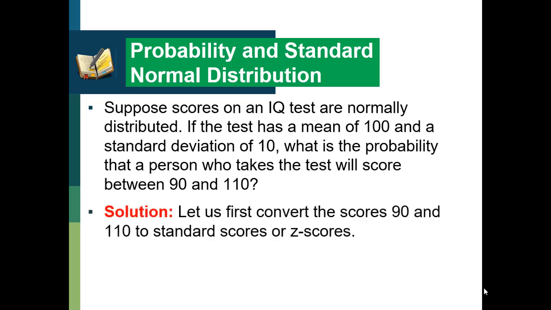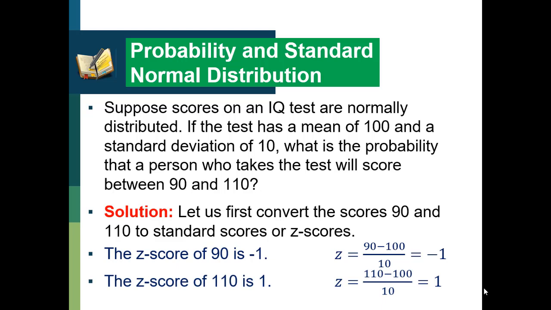Okay, so for the solution, let us first compute for the z-scores of 90 and 110. Take note of the given. Our mean here is 100 and our standard deviation is 10. So for the z-score of 90, that is 90 minus the mean of 100 divided by the standard deviation of 10, which is equal to negative 1. For the z-score of 110, that is 110 minus the mean of 100 divided by 10, which is 1.